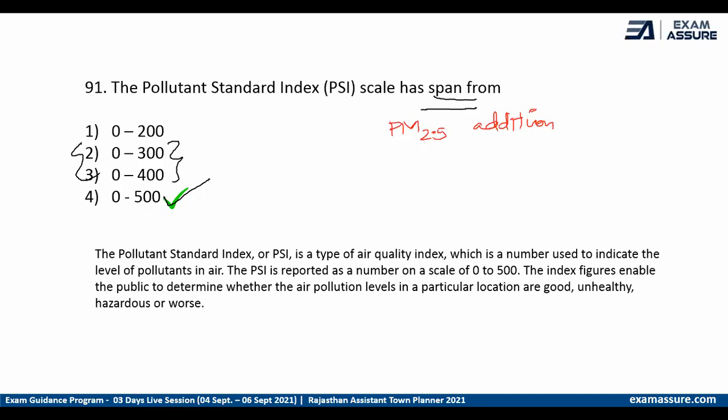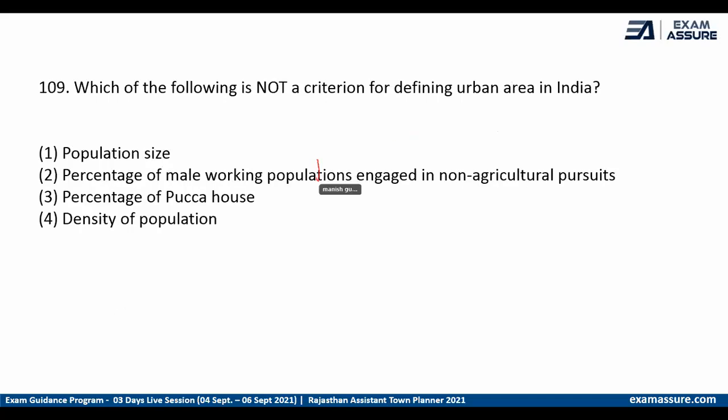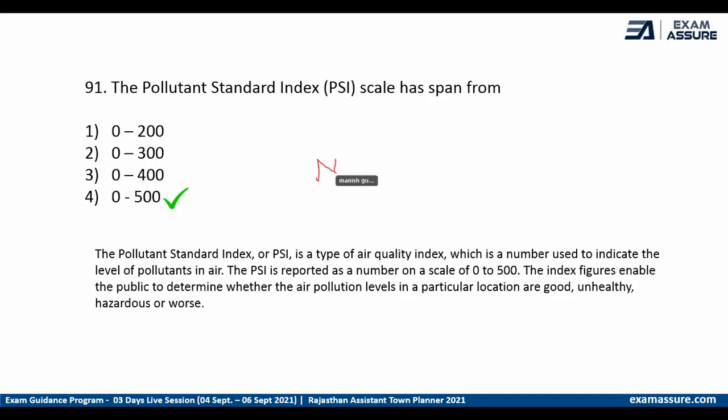Now there are different types of air quality index. This is one of them, so a different one could have been asked. In India, the National Ambient Air Quality Index is normally used. Yes. Let's move on to the next question.